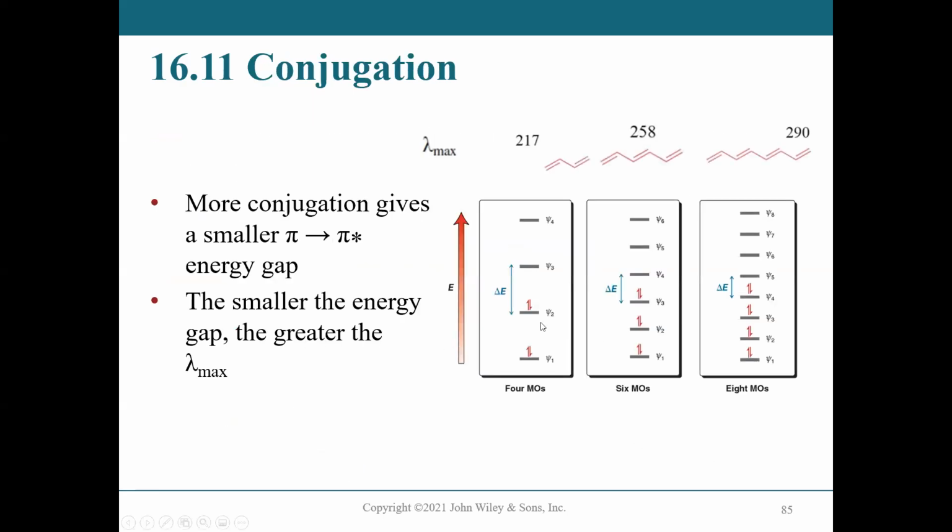More conjugation gives a smaller pi to pi anti-star transition. So what do we mean by that? Here we have 4 pi electrons, 6 pi electrons, and 8 pi electrons, right? And they're showing you the pi electrons. So as we add more conjugation or more pi electrons, you see this difference right here gets smaller. That means it's going to be easier to go to the next transition state.